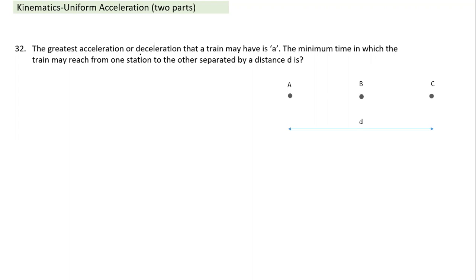The greatest acceleration or deceleration a train can have is A. It means it can speed up at a particular rate and it will slow down also at the same rate. It may happen in the case of metro, where some of the stations are at very short distances. What happens is the train accelerates and then after some time starts decelerating until it comes to a stop. So what is the minimum time in which the train can reach from one station to another separated by a distance d?